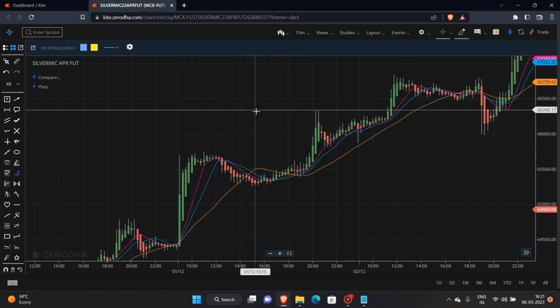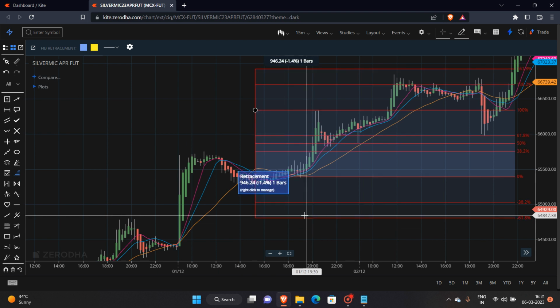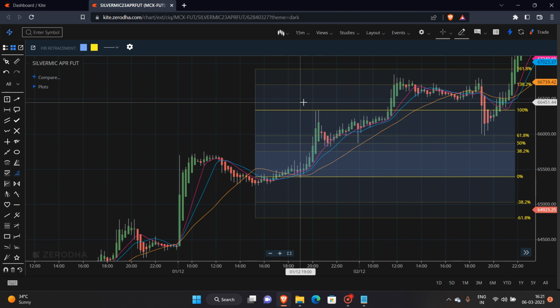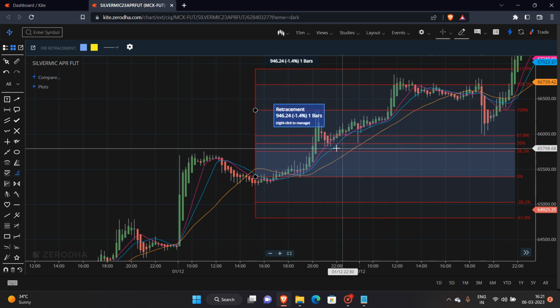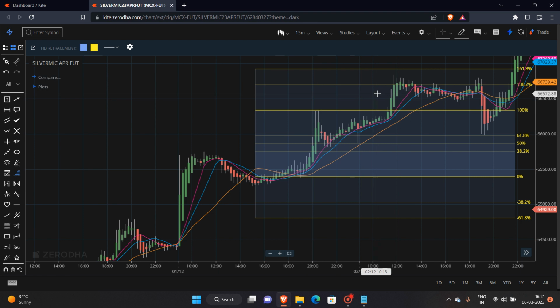Sorry, let me put it here. This is our latest swing high and this is our swing low. So as of now, this is our swing high, swing low. Again, you can see that the market came down. It retraced between the 61 and 50 level, and again it bounced back.